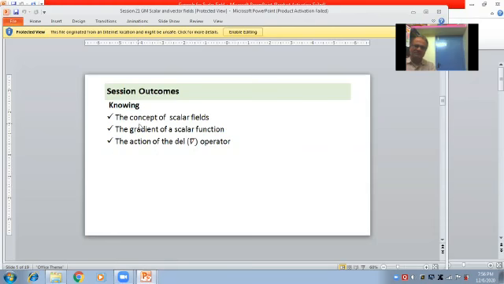Session outcomes. At the end of this session, you should be able to tell what scalar fields are, what the meaning of the gradient of a scalar function is, and what the action of a del operator is.